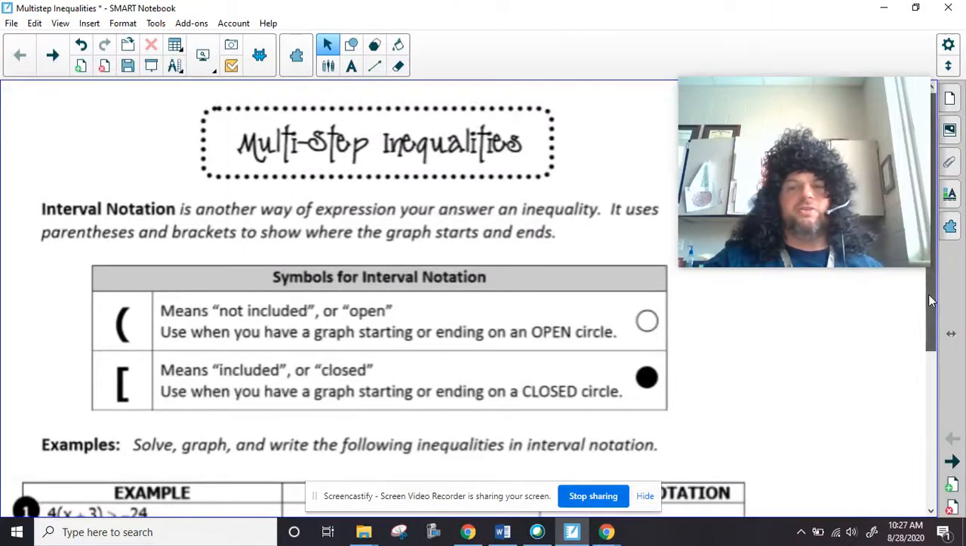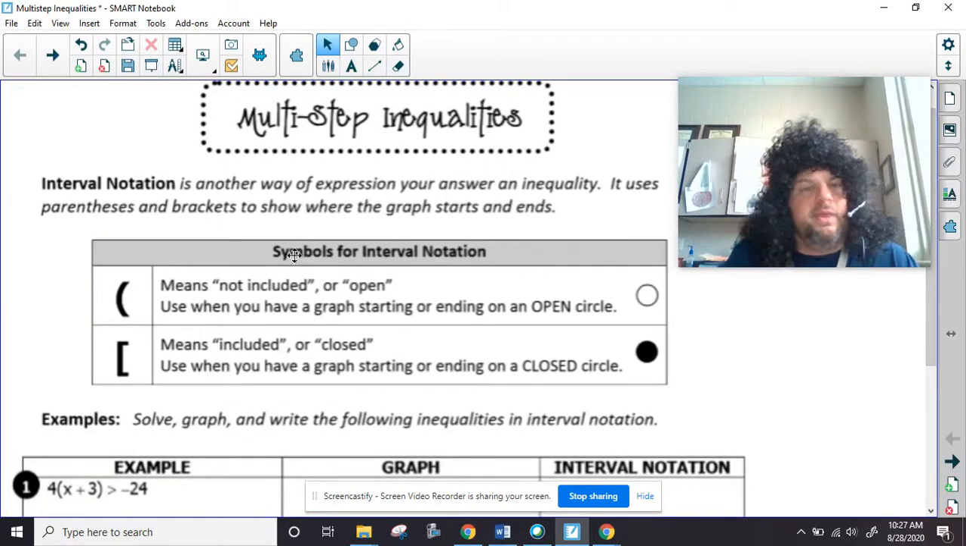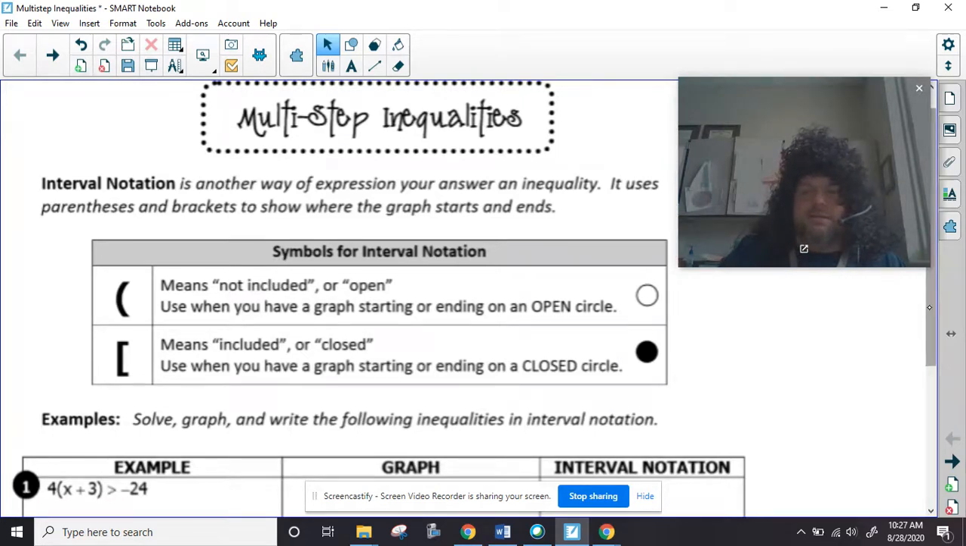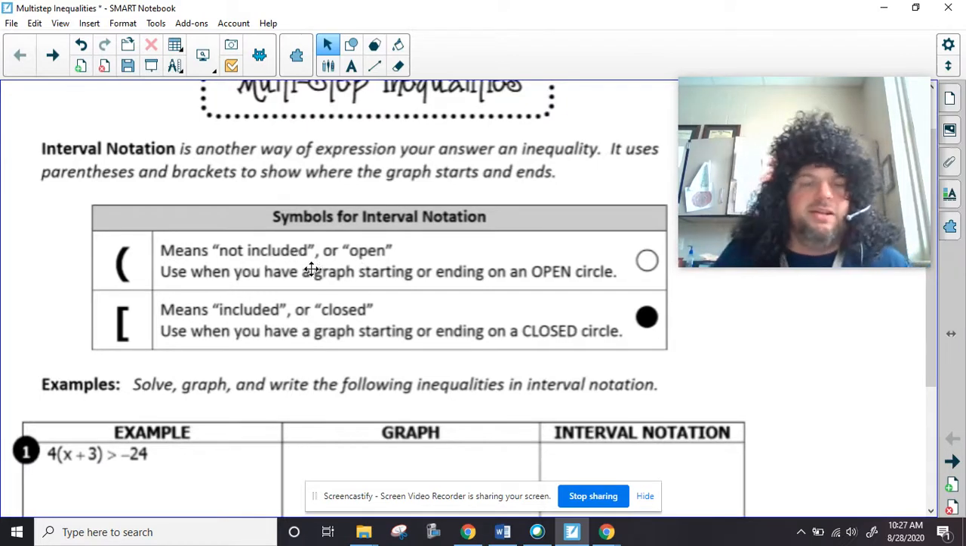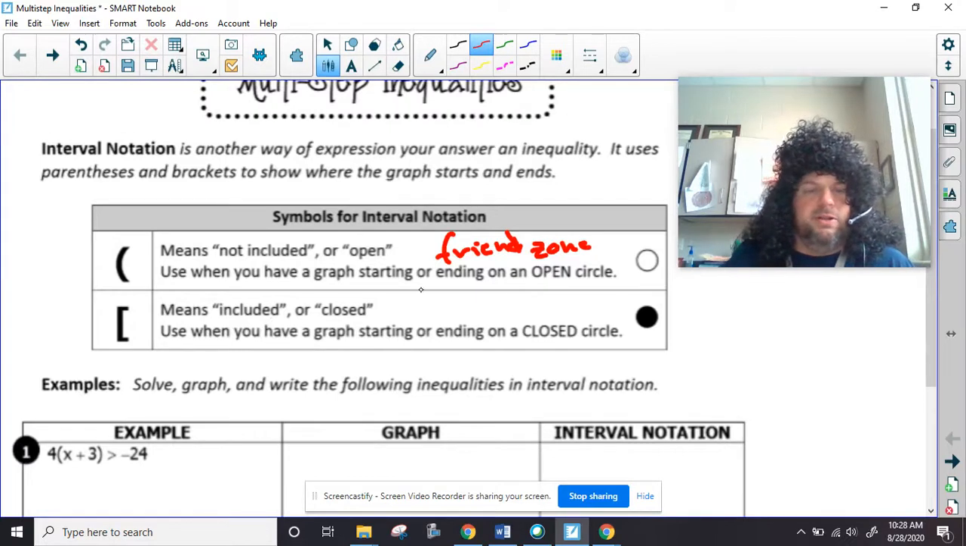All right, we are about to rock on with some multi-step inequalities. Now, we're going to go over a little bit of interval notation right here. When you see parentheses in interval notation, it means not included, or open. It's like an open circle, and we call this the friend zone. Dun, dun, dun. Now a bracket means included, or closed, and I called that dating.